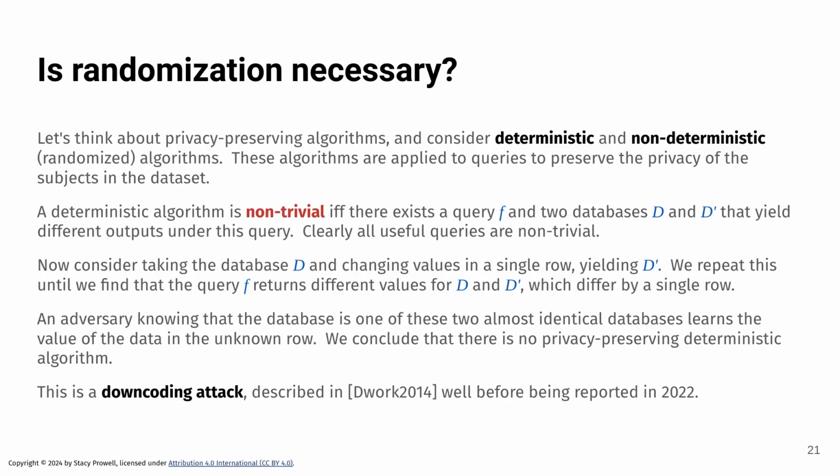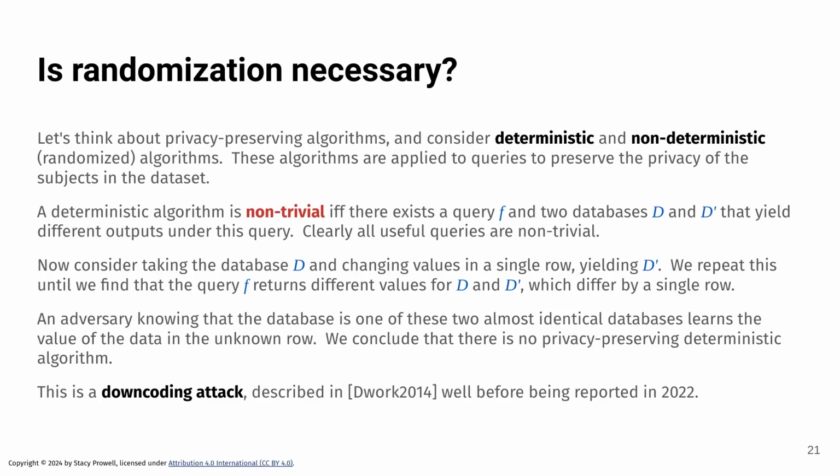It turns out in the paper from 2014, they actually anticipated this. And they said, let's think about privacy-preserving algorithms and consider deterministic and non-deterministic algorithms. Non-deterministic algorithms being algorithms that rely on random information. These algorithms are applied to queries to preserve the privacy of the subjects in the dataset. And here's their argument against deterministic algorithms. So let's be sure that you follow this.